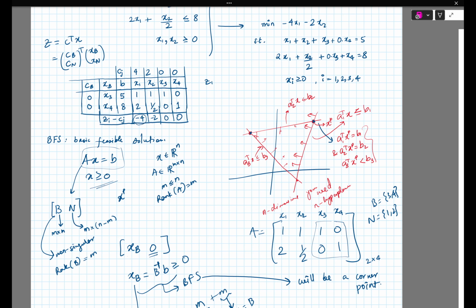Okay, so this is what is called the entering variable. This variable will go from non-basic, because x1 is non-basic, to the basic set. And we also need to take out one variable from the basic set and bring it to the non-basic. So we have to choose between x3 and x4. To do that, we look at another value.